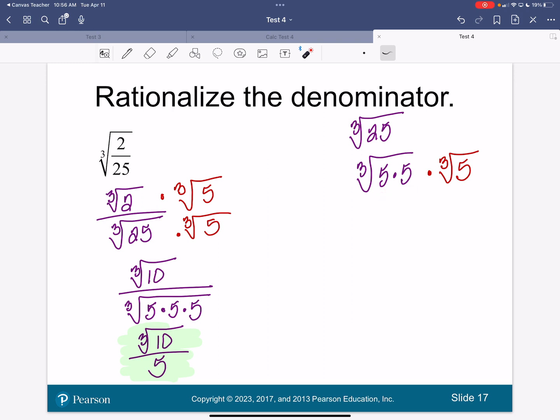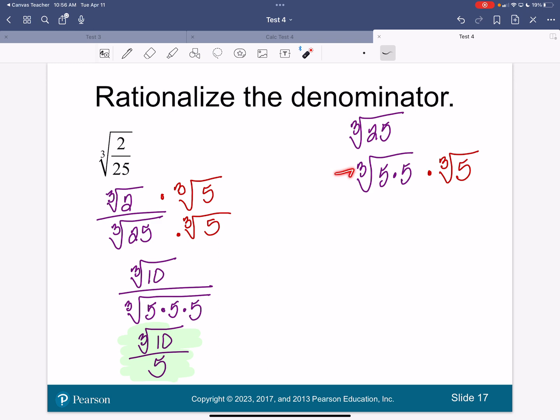So the cube root of 25 is not simplifying to the cube root of 5. It's just a rewrite, okay? The cube root of 25 is rewritten as the cube root of 5 times 5. And I can't simplify that because I'm short a 5.